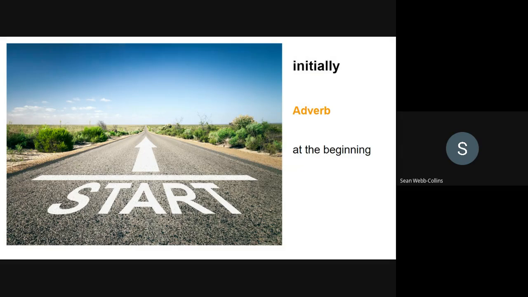And the adjective, what's the adjective? Initial. For example, our initial impression of him was favorable. So once more, the word forms are the adverb initially and the adjective initial.